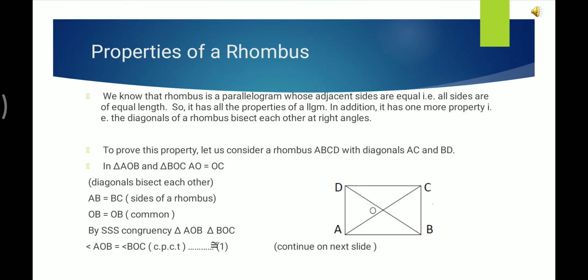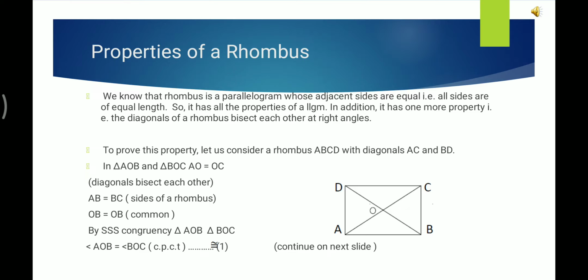AB is part of triangle AOB and BC is part of triangle BOC. These two sides of triangles are equal because these are the sides of a rhombus. Number third, OB is common. OB is equal to OB as OB is part of both the triangles. So by SSS congruency rule, triangle AOB is congruent to triangle BOC.